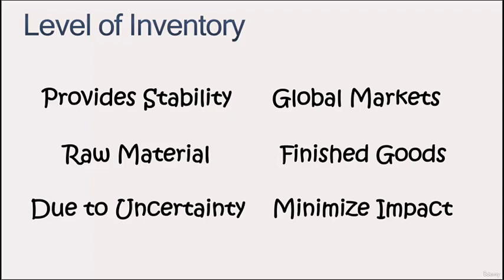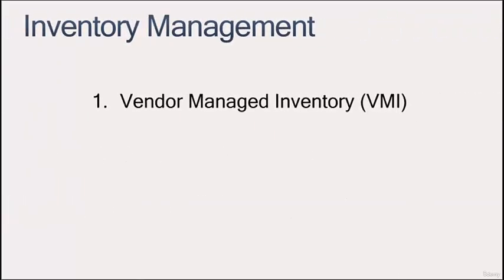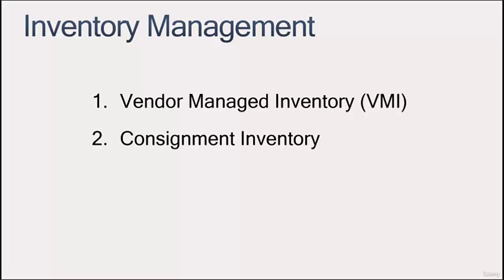Inventory can be managed through internal policies and procedures, as well as programs such as vendor-managed inventory, VMI for short, and consignment inventory. I often get asked, what's the difference between the two? First, VMI is where a vendor maintains inventory at the buyer's location. In this situation, the vendor continues to own the inventory. The buyer pays for the inventory when it's used, at which point the vendor replenishes the stock.